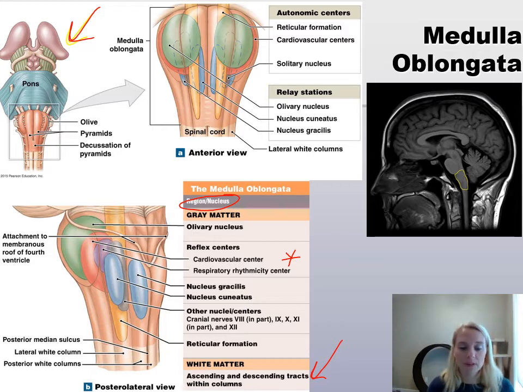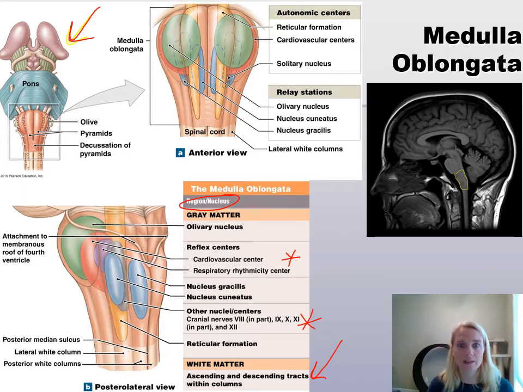We have the cranial nerve nuclei. When we take a look at our cranial nerve list, these Roman numerals will make sense to you, but cranial nerves 8, 9, 10, 11, and 12, parts of 11 and 12, those are all going to be nuclei, so the cell bodies processing this cranial nerve information will be located there in the medulla. And lastly, we have relay stations.